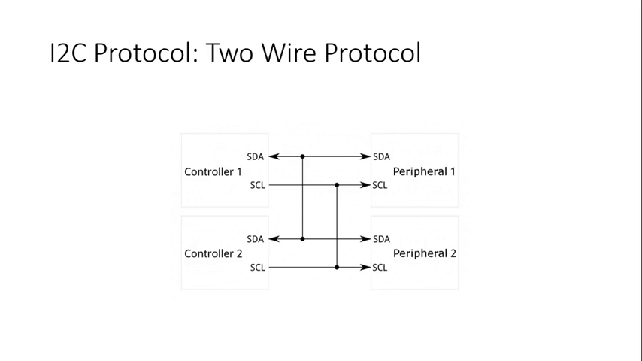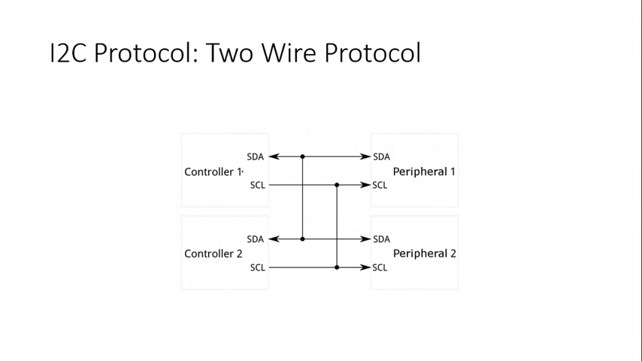Whereas in case of I2C, you are also giving a serial clock. So it is a synchronous protocol. There is no case of mismatching of the rate. The clock is shared between the controller and the peripheral. We will see this in detail.